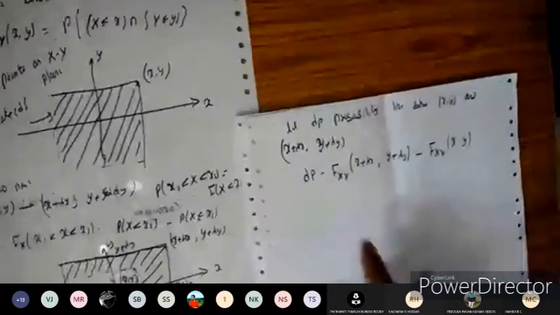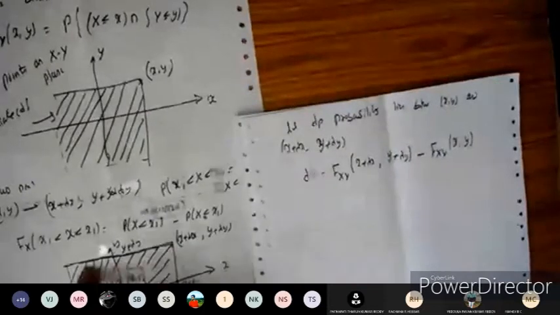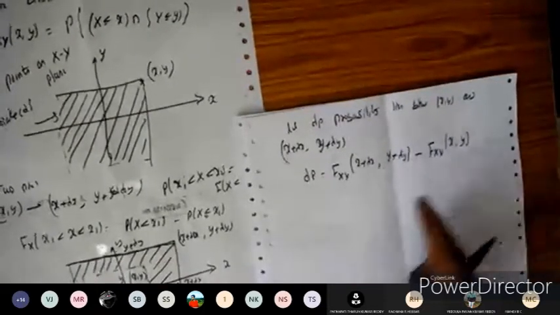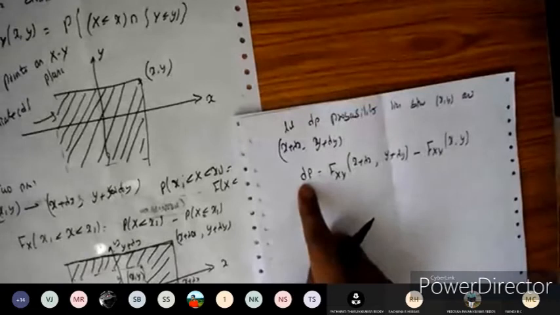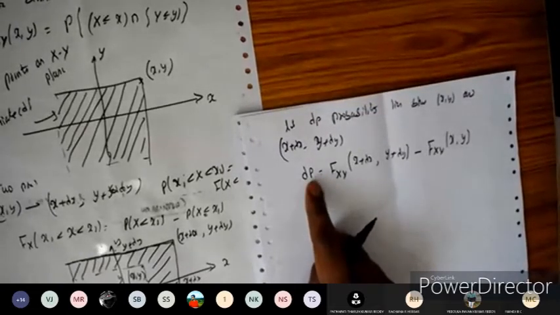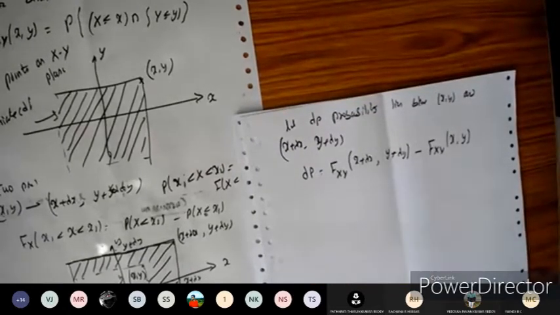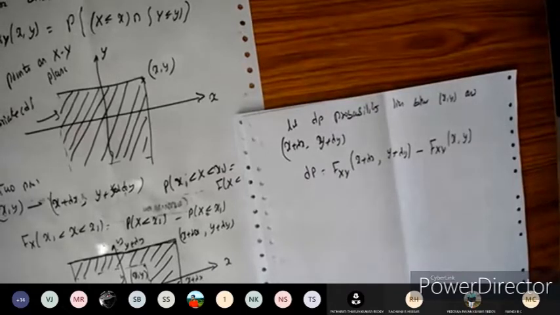We can consider like this here. Okay, so this is how we can find out the probability that is going to lie between this shaded area. That probability we are going to call dP here. So done. So this is one of the examples here.